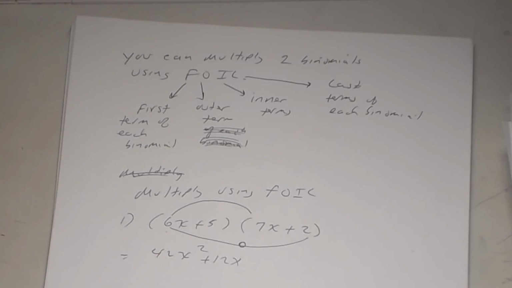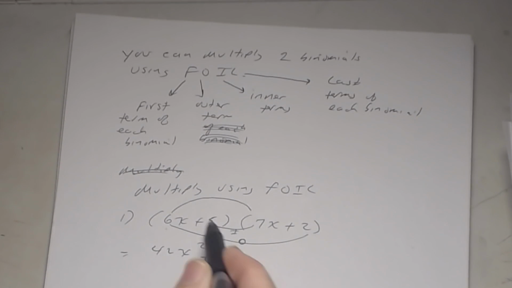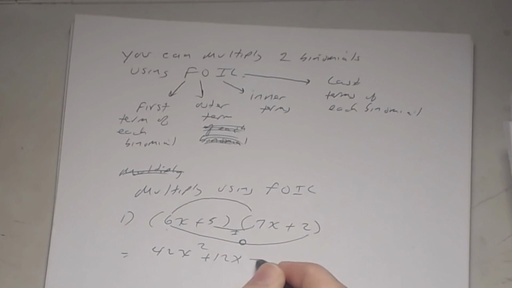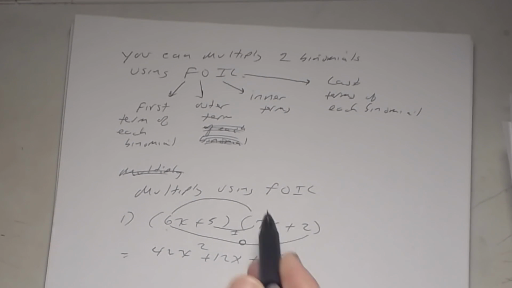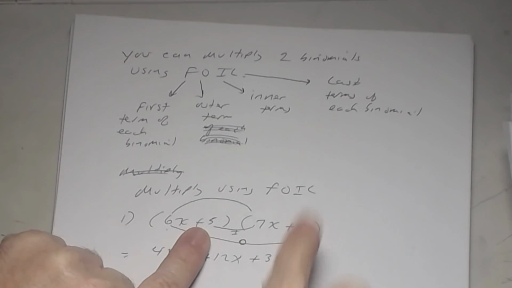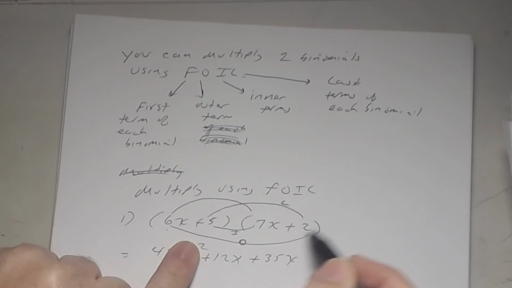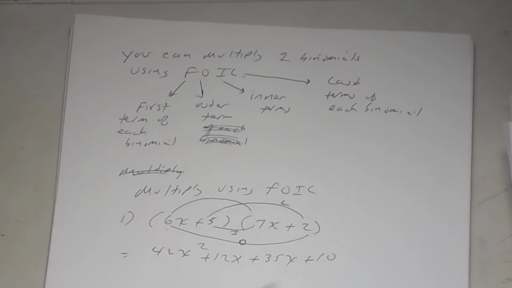Now, the people on the inside, the inner people, I'm calling them people, the inner terms, 5 and what? 7x. So that's your inner. What's a positive 5 times a positive 7x? 35x. And then the last term of each binomial. What's the last term of the first binomial? 5. The second binomial? 2. What do I do to those 2 terms? Multiply them. So that's your last. What's a positive 5 times a positive 2? And notice how many terms do you see? 4. Just like when we did the distributive property a while ago, there were 4 terms.